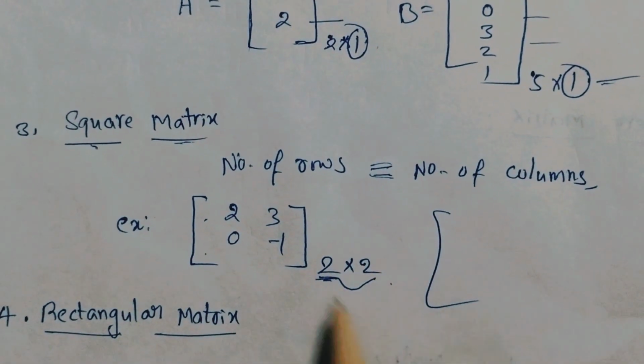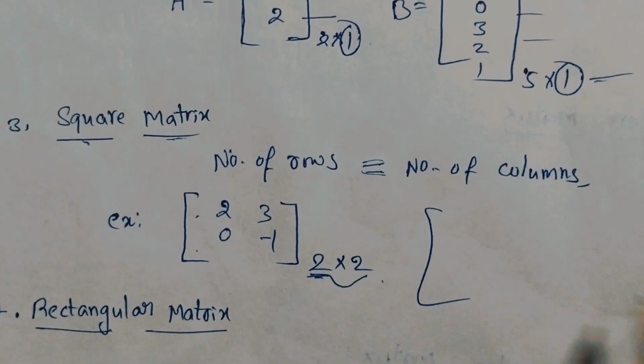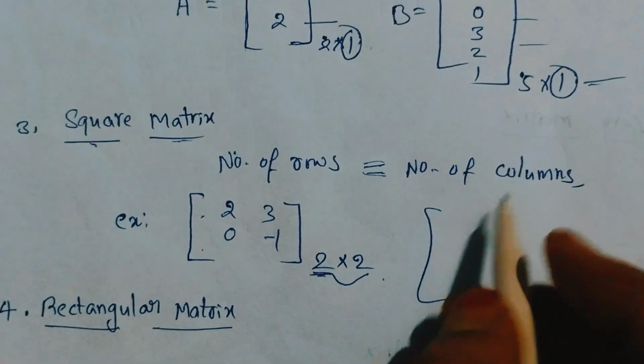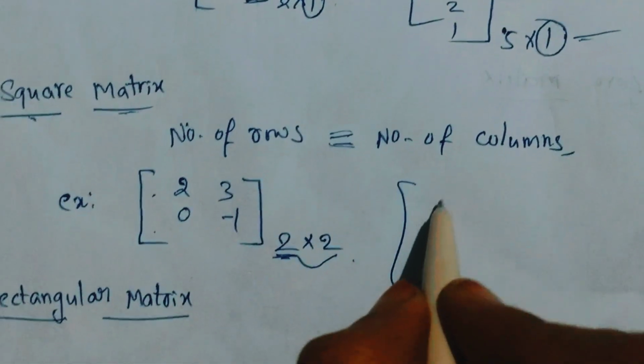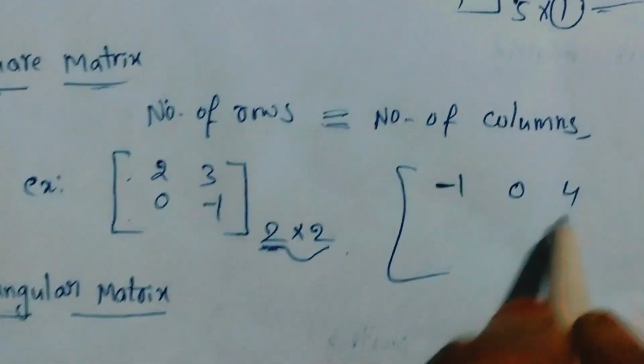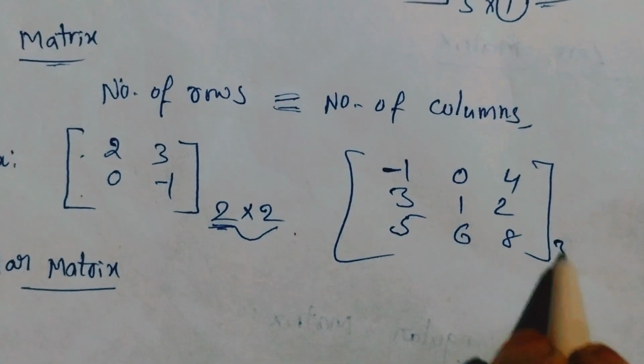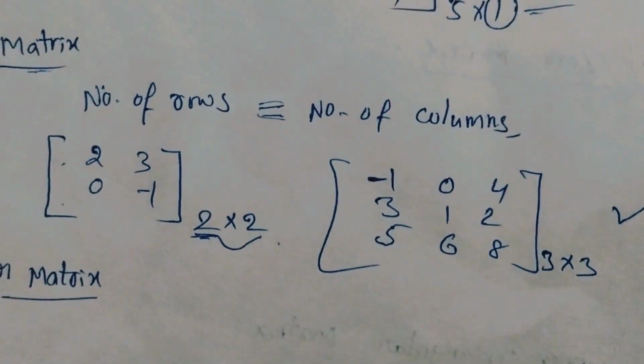2 by 2, 3 by 3, 4 by 4, or anything else, M by M. For example, here we take 3 by 3: minus 1, 0, 4, 3, 1, 2, 5, 6, 8. This is the 3 by 3 matrix. This is the square matrix.